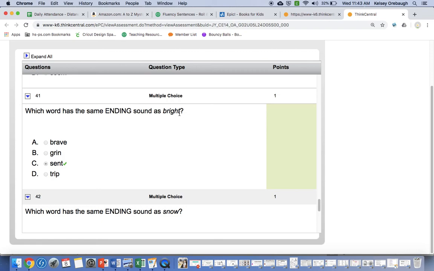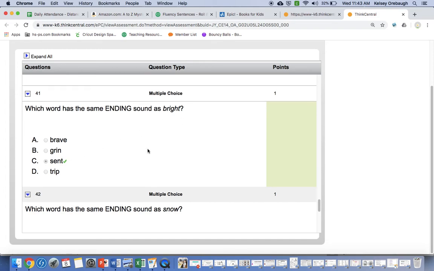Okay, next I see scent. Scent. Bright. Do they end in the same sound? Yes, the T sound. And finally, trip. Trip ends in P. Bright ends in T. Do they end in the same sound? No. Bright and scent both end in T.